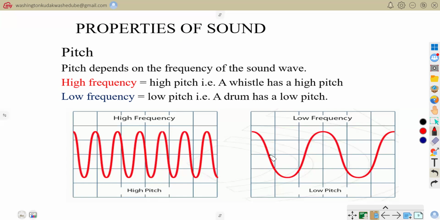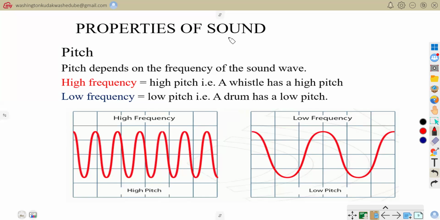So when you are given two different graphs like this, just know that this resembles what? A high pitch. It resembles a higher pitch, where we are saying that there is higher frequency. And then this one, it resembles what? Lower pitch, where we have got lower frequency.